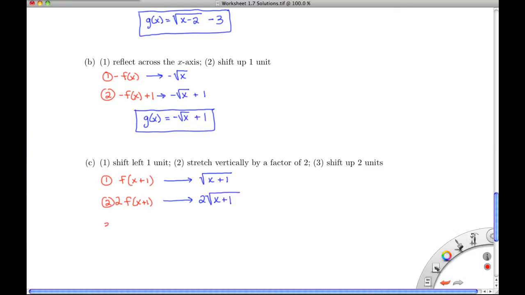And then lastly, this function's already gone through a few steps, and we're going to shift it up 2 units. So we've already transformed, and we're going to shift it up 2 units by adding 2 to the outside of that. And then we'll get 2 times the square root of x plus 1, and then on the outside we'll have the plus 2. And a lot of times order really matters here, so you want to make sure that you take it step by step and not get ahead of yourself with problems like these.